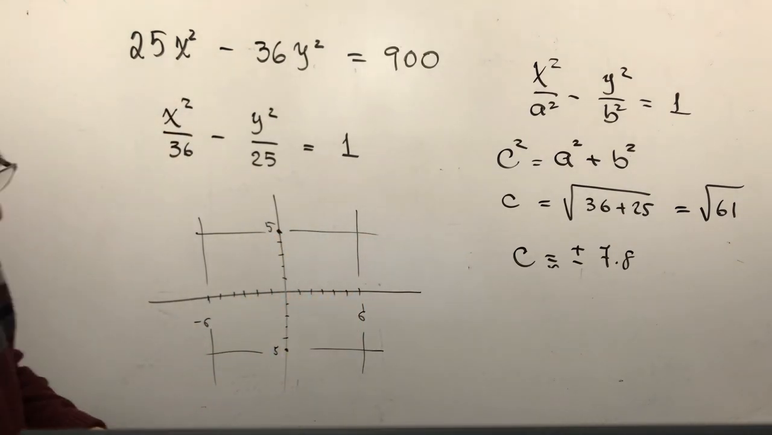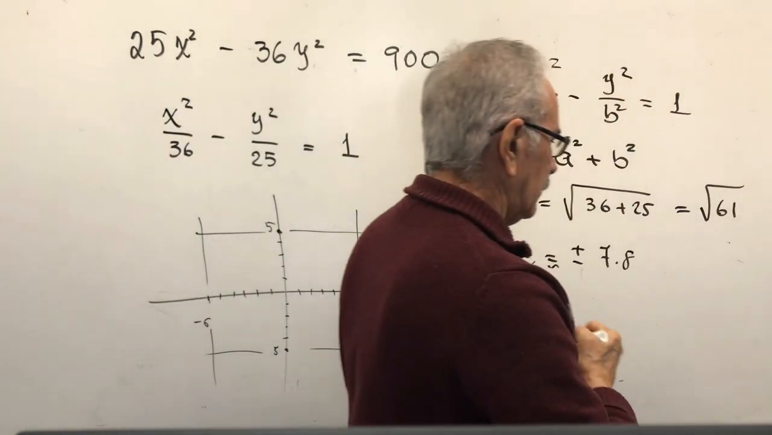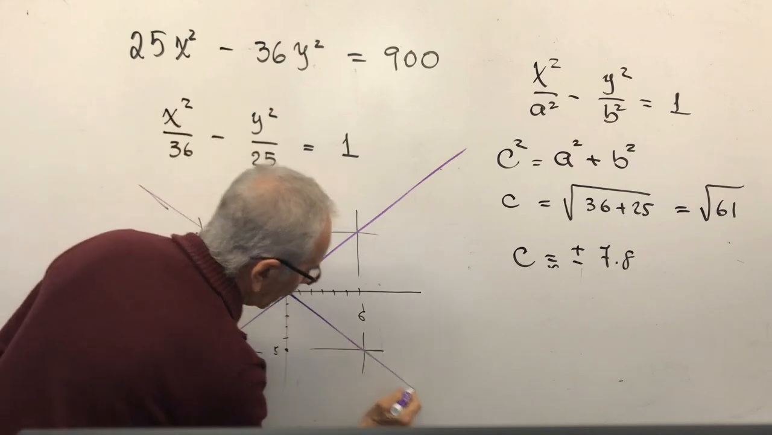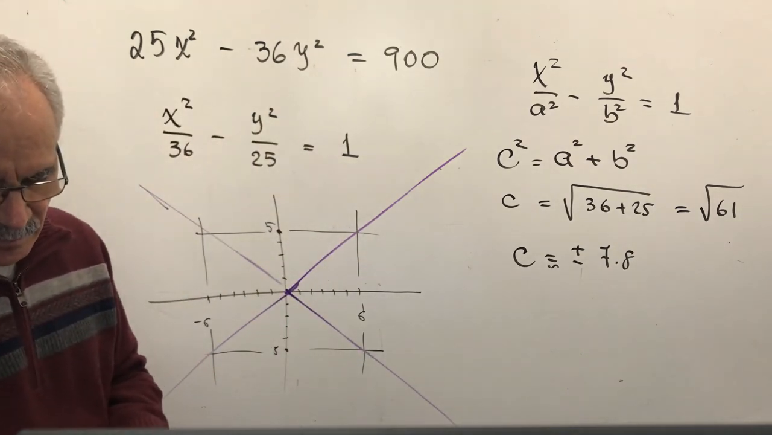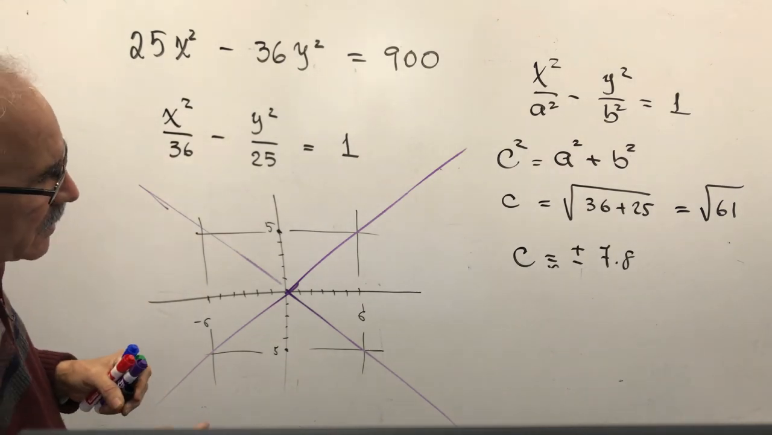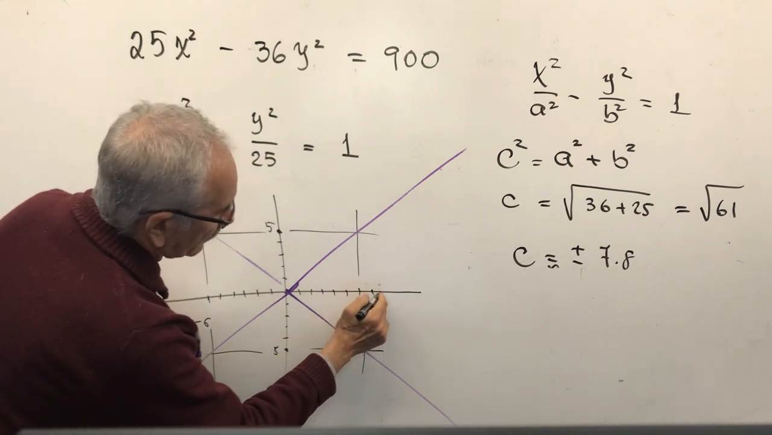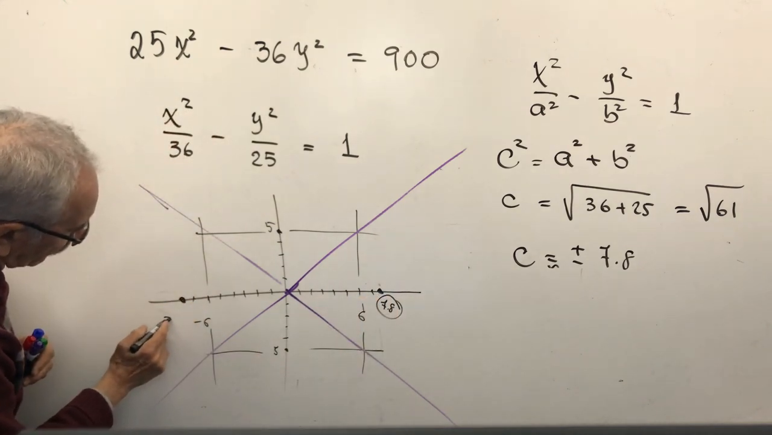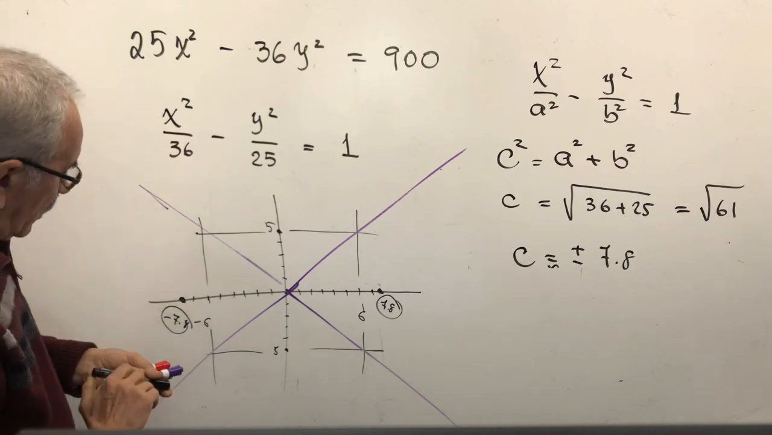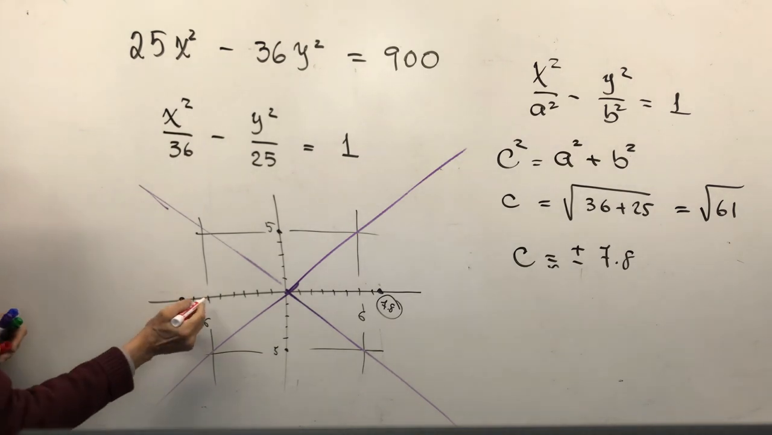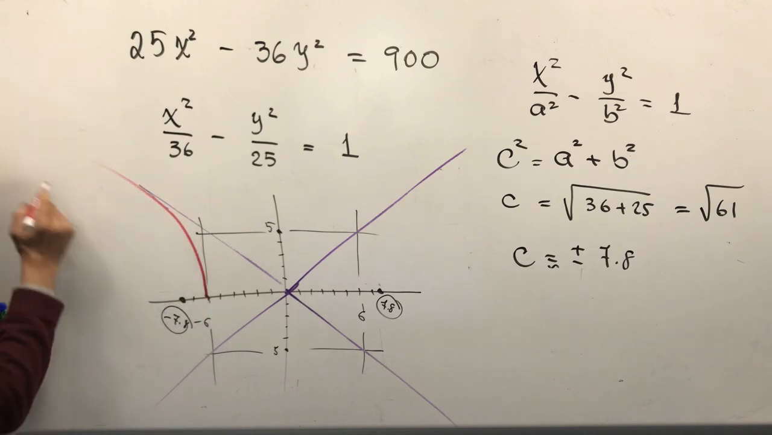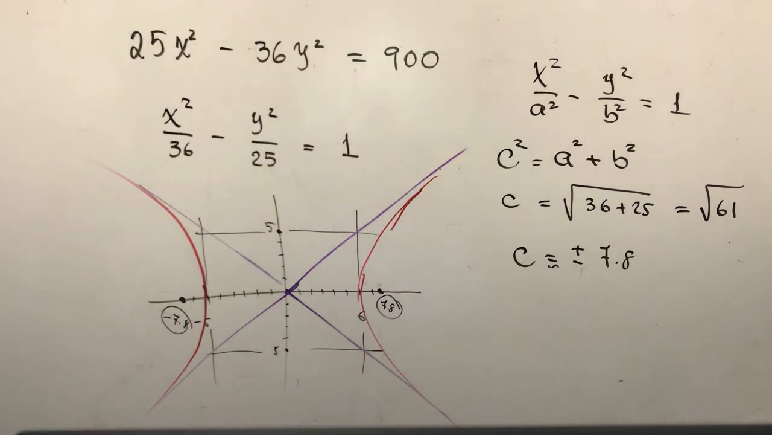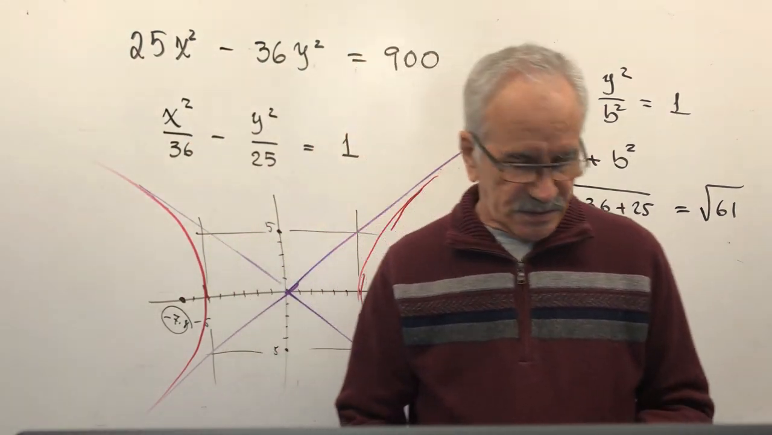So B over A, we have an asymptote here. The focus is located at 7.8, somewhere here. So the shape passing through A will be something like this. We finish, it is really easy, simple.